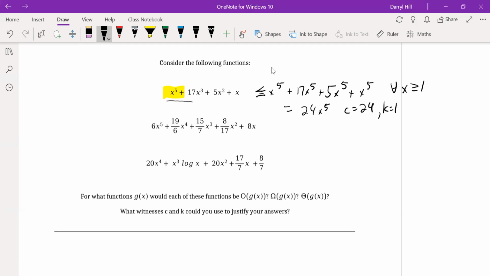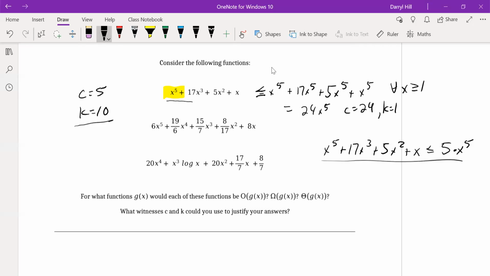We did run through some examples of how to do that. But what I might ask is similar to what you saw on your last quiz. If I take c equal to 5 and k equal to 10, are those valid witnesses? You might see a question like that. For this type of question, I would say, well, x to the 5th plus 17x cubed plus 5x squared plus x is less than or equal to, my c is 5, so 5x to the 5th. And then I would substitute the value 10 for x and see if this still holds true. If it does, then those are valid witnesses. And if it doesn't, then they're not.